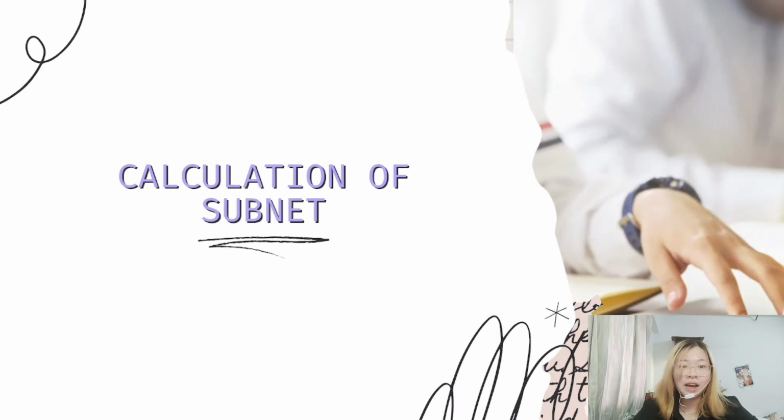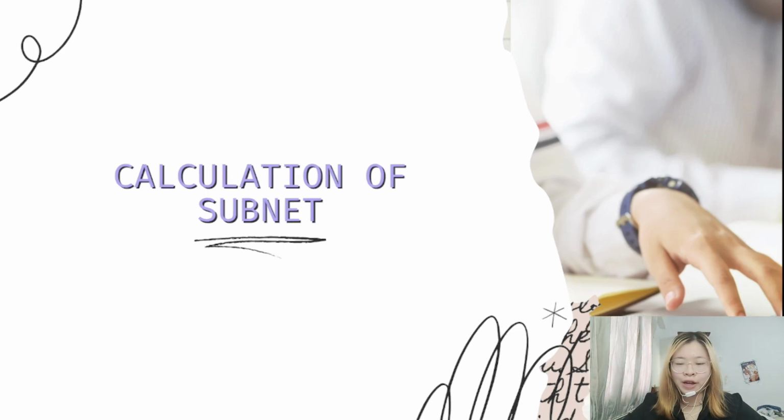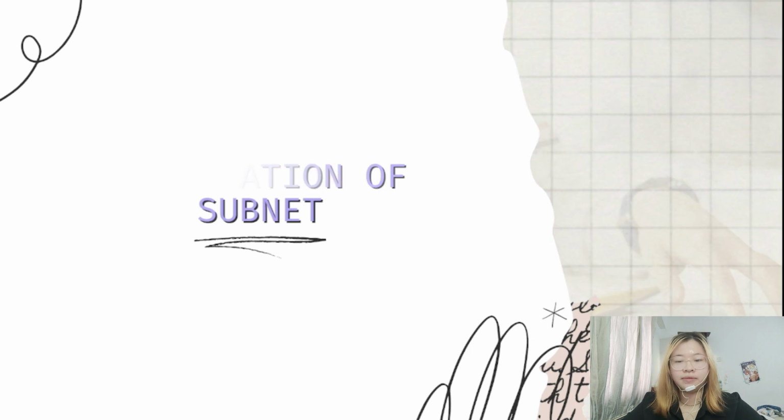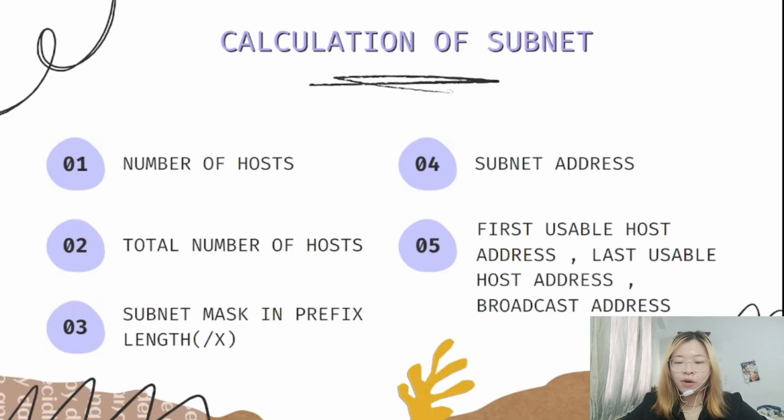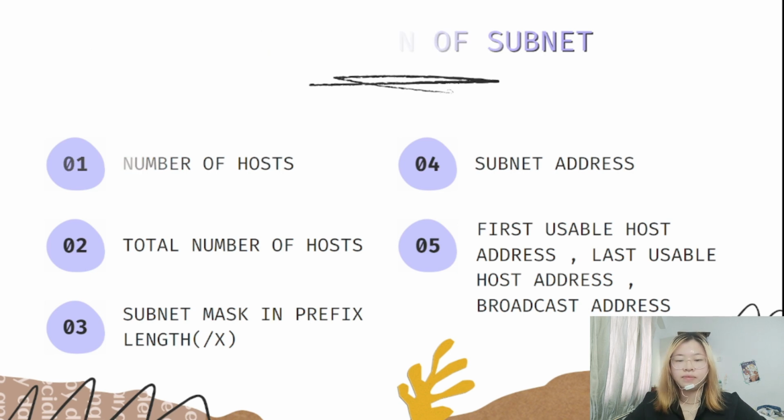Hi, my name is Chong, and I'm from FT2 Group 9. Now I will talk about the calculations of subnet. In calculations of subnet, I will talk about the number of hosts, total number of hosts, subnet mask in prefix length, subnet address, first usable host address, last usable host address, and broadcast address.